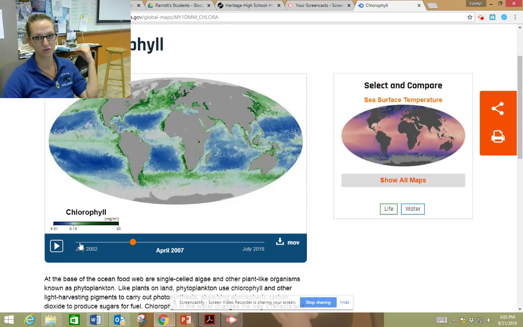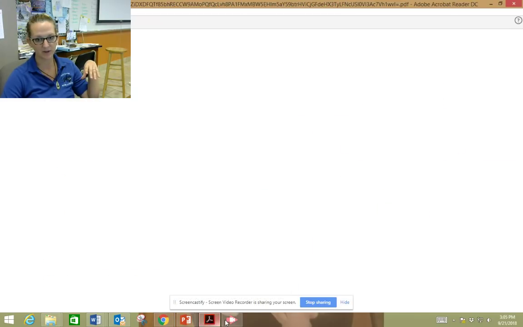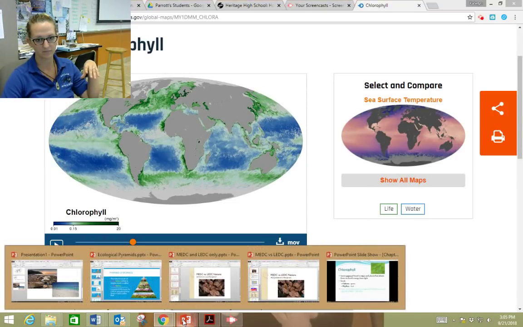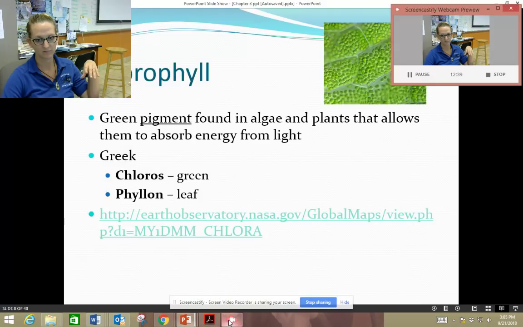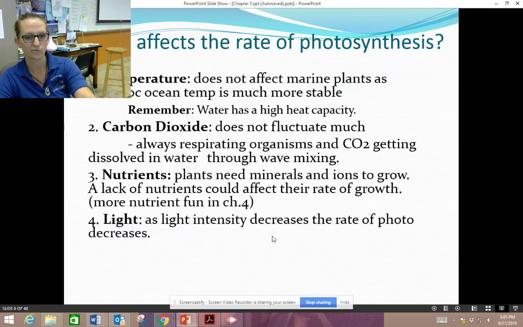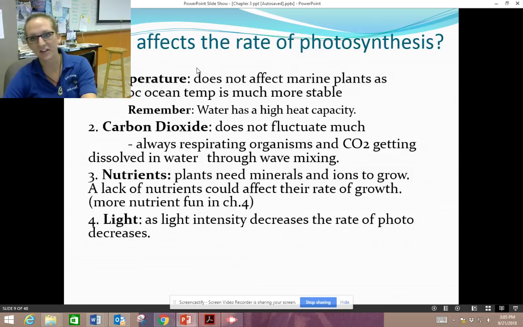Okay, so it definitely fluctuates. It's very dependent on sunlight and very dependent on nutrient amount. Okay, what's going to affect the rate of photosynthesis, or how fast things are photosynthesizing?